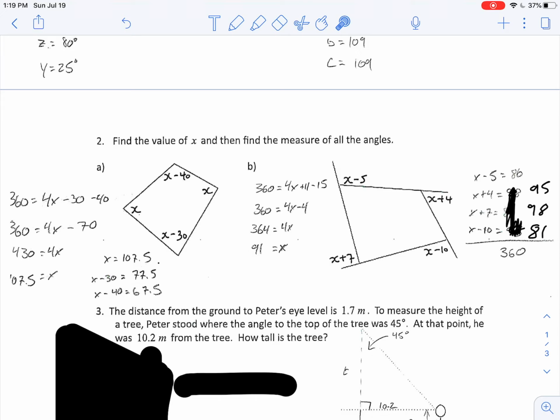I have 4 x's, and I have a positive 7, positive 4, which gives me positive 11, and then I have a negative 5 and a negative 10, which gives me negative 15. I go ahead and then solve for my value of x, which I get to be 91. So my x value is 91.